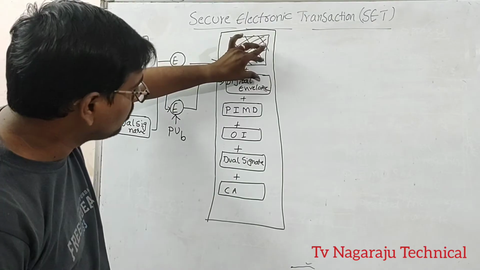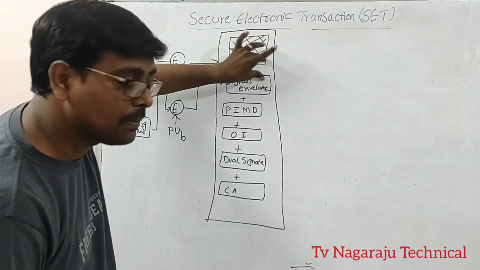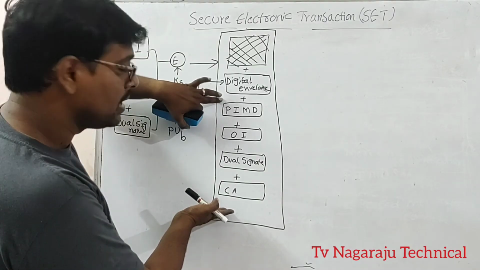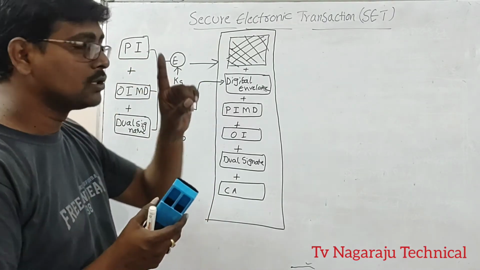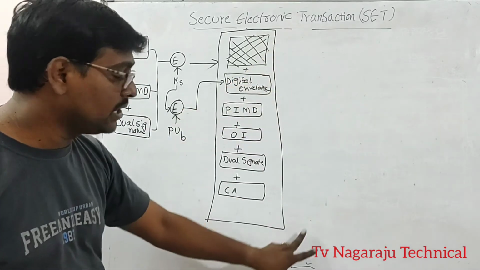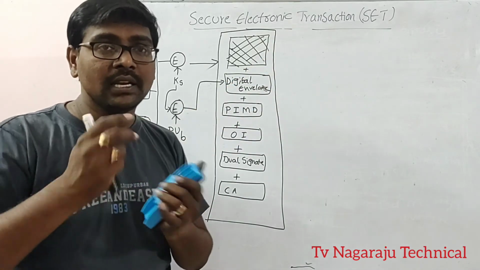That means even though these two things are received by the merchant, there is no use. These are the things mainly required for the merchant. So my first step is purchase request generation. This is sent to the merchant. What is the next step?